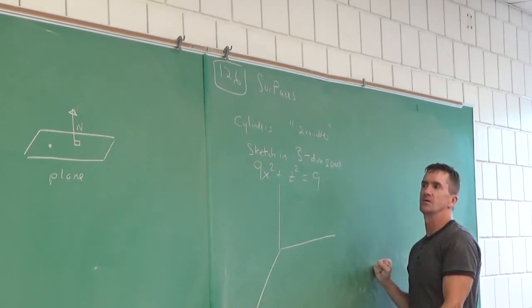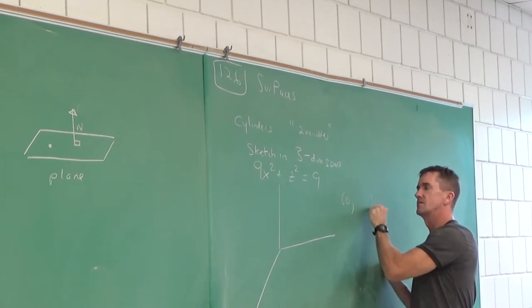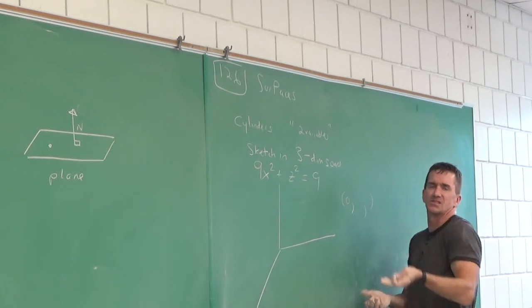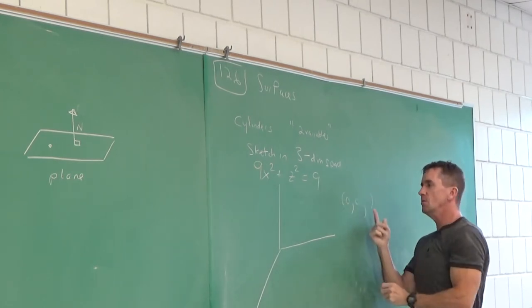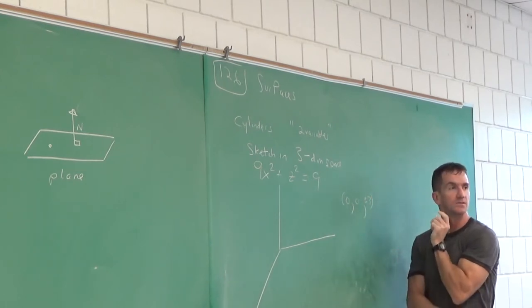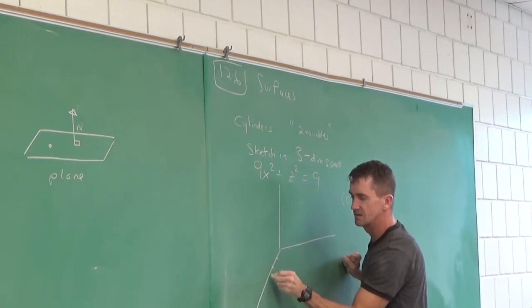So I'm curious, everyone. What if, in this equation, x was 0? What would z have to be? Since I just want to get one point going, I'm going to let y equal 0. Is that cool? What would z have to be? 3. And I'll put plus or minus 3. Do you agree? Okay, so it would have to be stretched out.